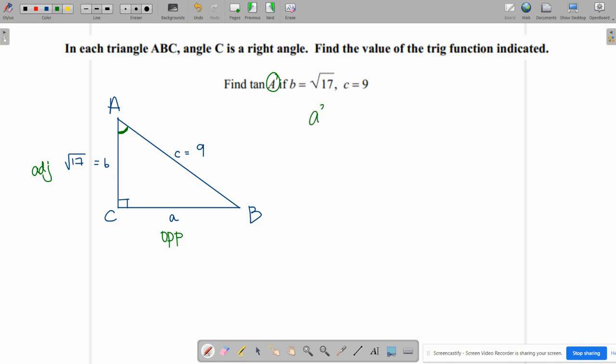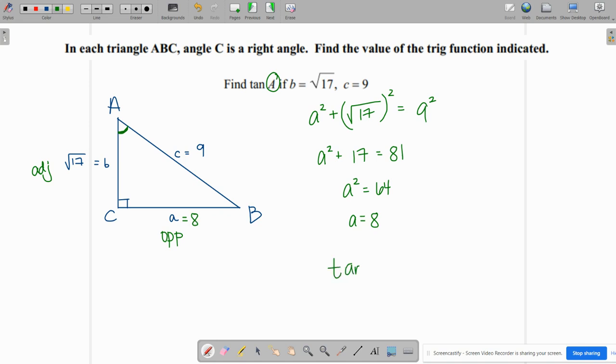So that means that A squared plus B squared, so the square root of 17 squared, equals C squared, or 9 squared. So that means A squared plus, well, the square root of 17 times the square root of 17 is 17, and then 9 squared is 81. So to solve for A, we're going to take away 17. So A squared equals 81 minus 17 is 64, and therefore A equals 8. So this side is 8.